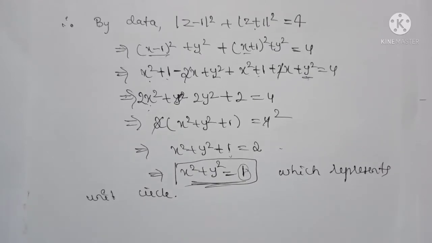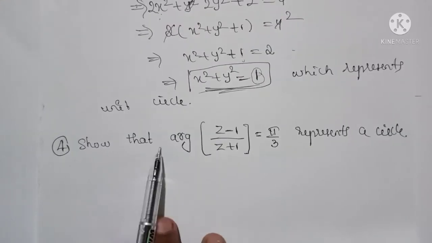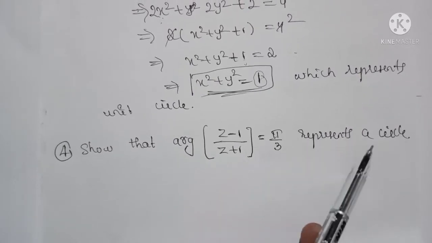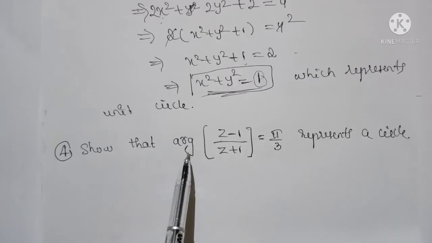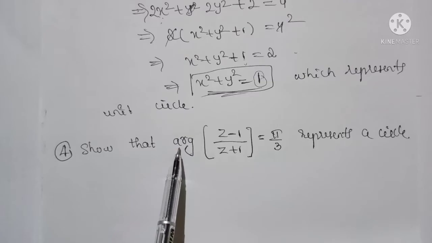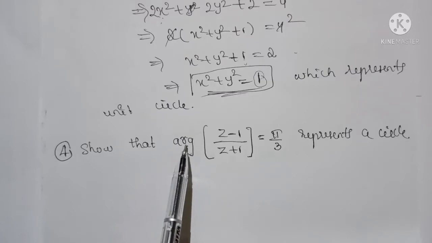Okay, next problem: show that the argument of (z minus 1) divided by (z plus 1) is equal to pi by 3 represents a circle. Here the argument of this complex number, argument meaning amplitude, is given by tan inverse of y divided by x.